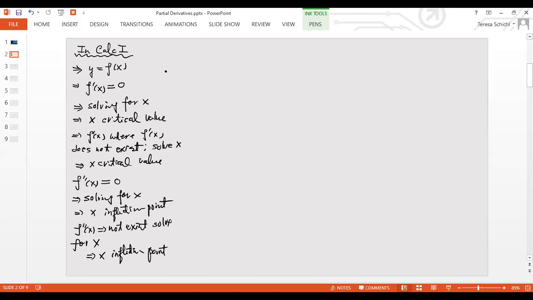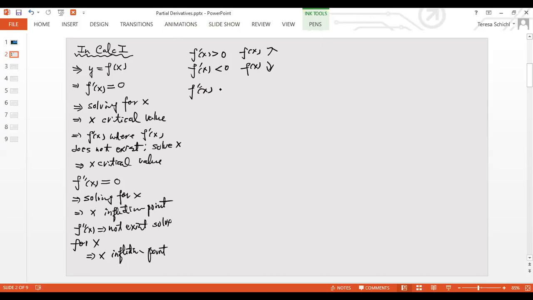Also in Calculus 1, we said if f prime x is greater than 0, then we know f of x is increasing. And if f prime x is less than 0, we say f of x is decreasing. So if one is increasing and one is decreasing, we will possibly have a local max or local min there.